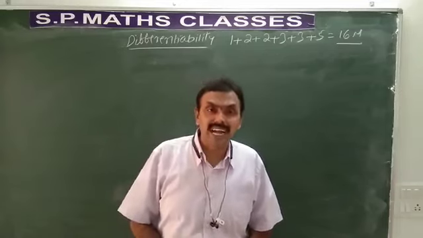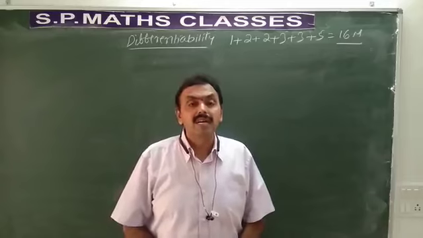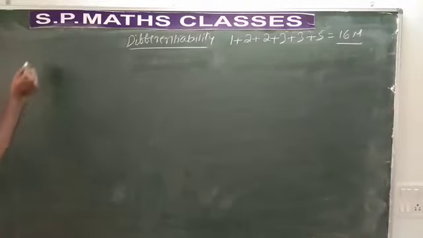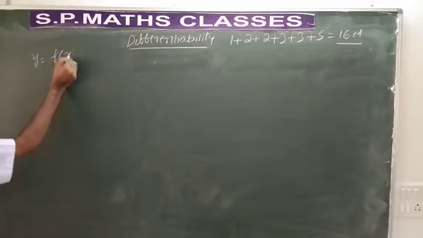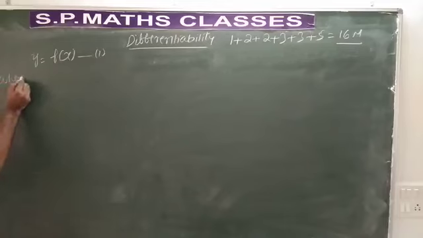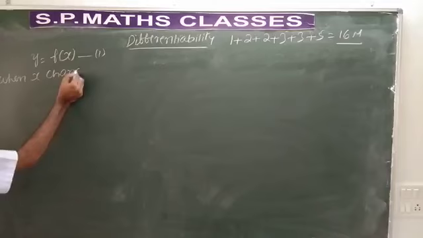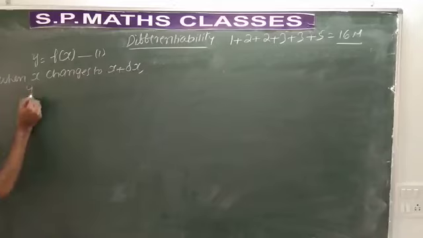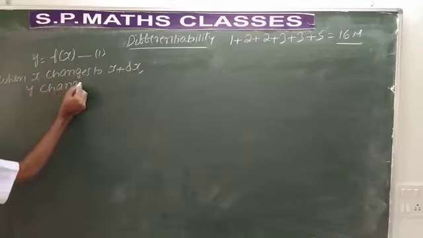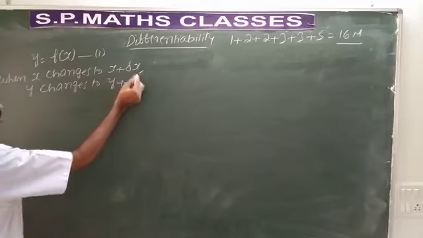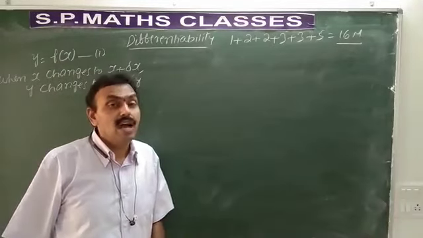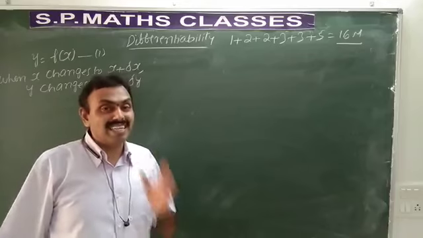First of all, we need to understand the process of finding the derivative and what is differentiability. Let us understand it in a simple way. Let us consider the function y is equal to f of x. Let it be a continuous function. Let us consider when x changes to x plus delta x, y changes to y plus delta y. What are delta x and delta y? They are the small changes in the value of x and y respectively. They are also called increments.